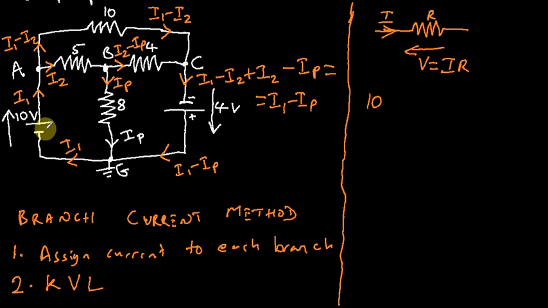Now I am going around this loop clockwise. So by the time I'm at this resistor, I am going to the right. I am moving to the right, the current is moving to the right, the voltage is moving to the left. Since the voltage is moving to the left, I am going to subtract. So it will be minus 5 times I2. So I've had 10 volts minus 5 times I2.